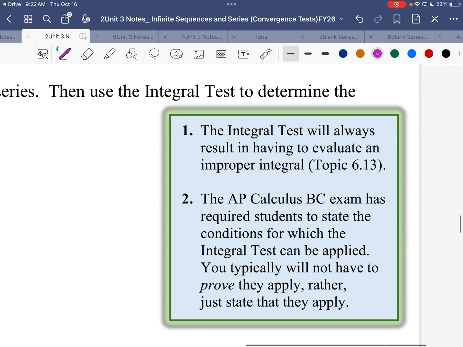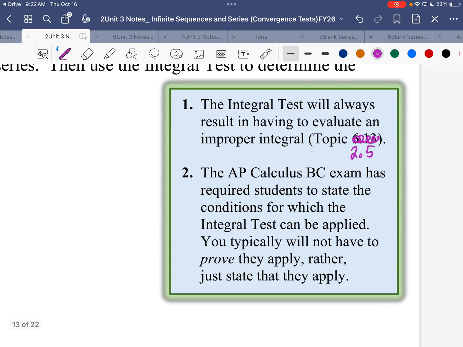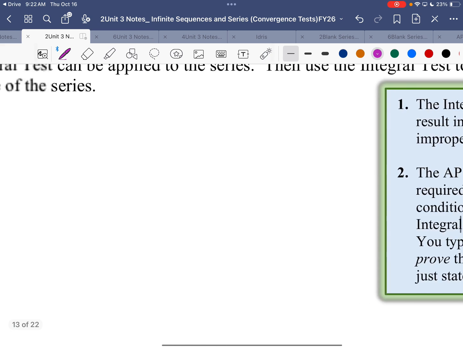Things to point out, the integral test will always result in having to evaluate an improper integral. Oops, this was not 13.3 for me. You can tell I stole this from someone. And the AP Calc exam has required students to state conditions for which the integral test can be applied. You typically will not have to prove that they apply, rather just state that they apply, like it's positive, decreasing, and continuous. Therefore, integral test. You don't have to actually show that it's positive, decreasing, continuous.